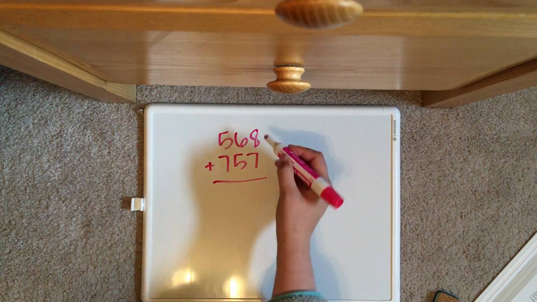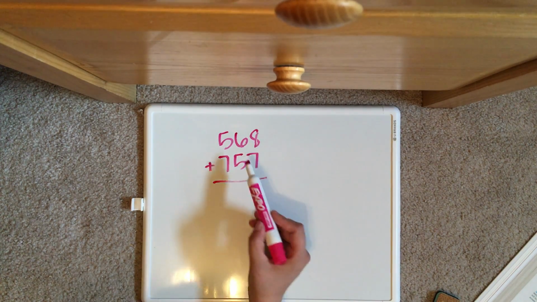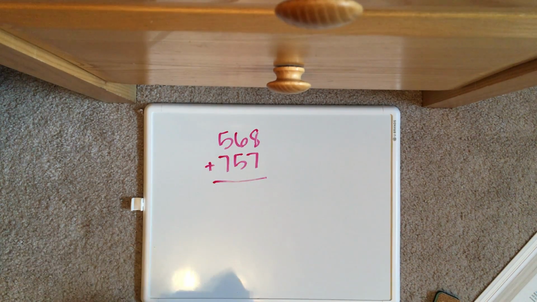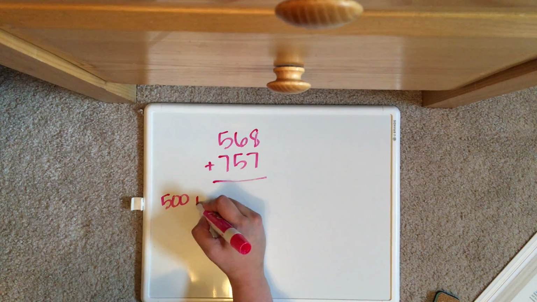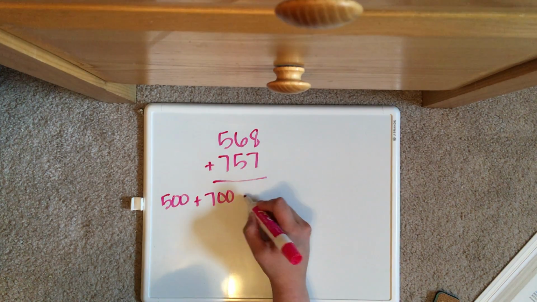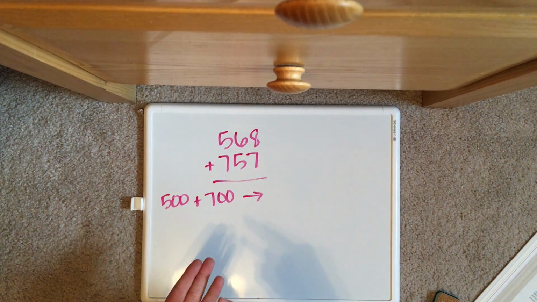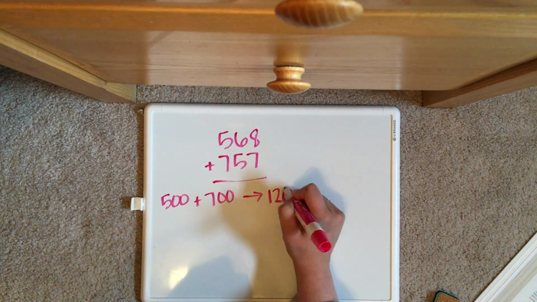So in this example, we are going to have 568 plus 757. What we're going to do is we're going to say we have 500 and we have 700. So what is that? So let's add that, 500 plus 700. If we wanted to use counting on, we could use 7, 8, 9, 10, 11, 12. So we would have 1200.